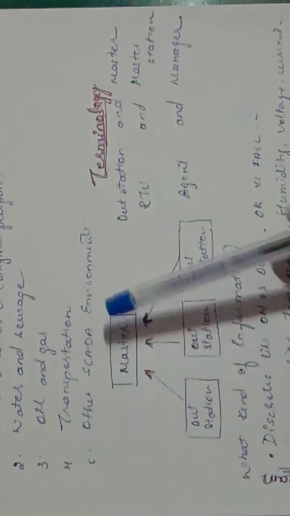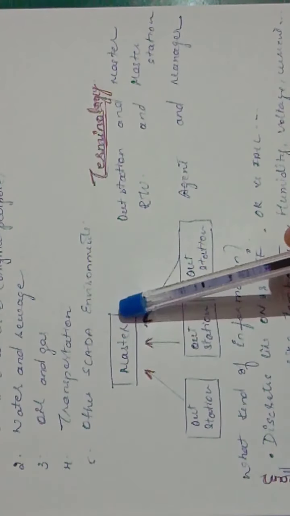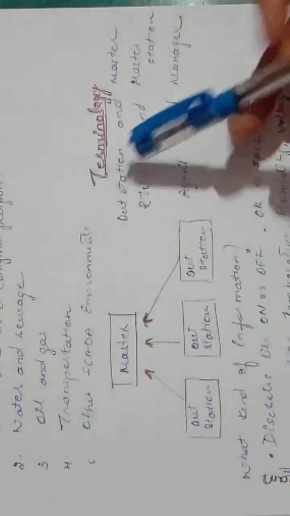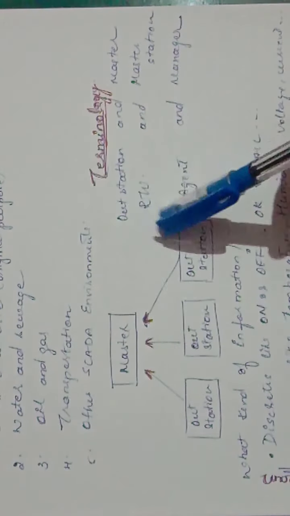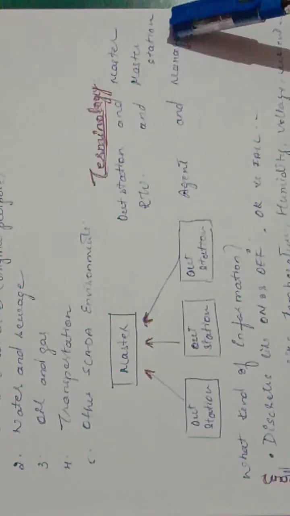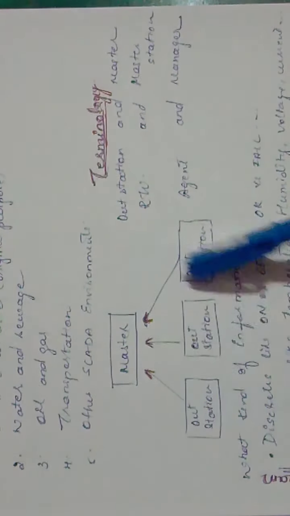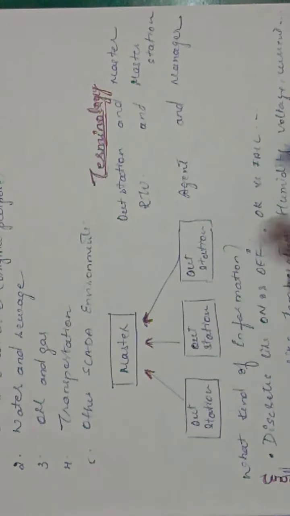So you'll have one master, and this master station is called your HMI or the SCADA station. So these are the terminologies. You can say outstation and master, or you can say RTU and master station, or you can say an agent and manager. Anything you can use. The system is something like this.